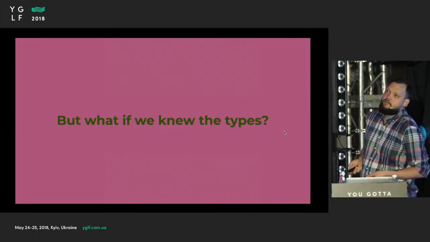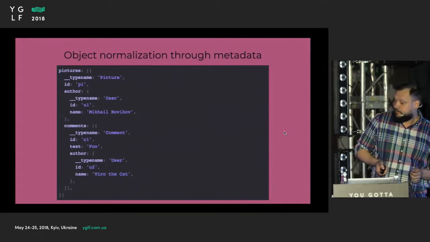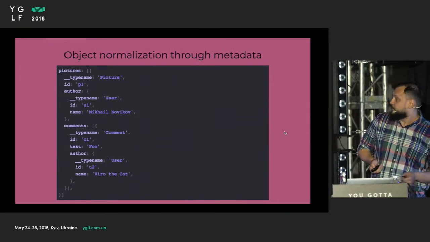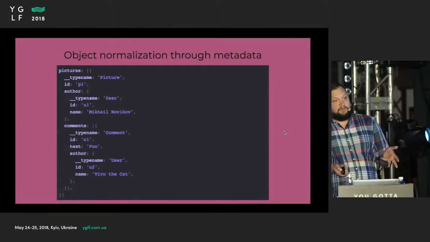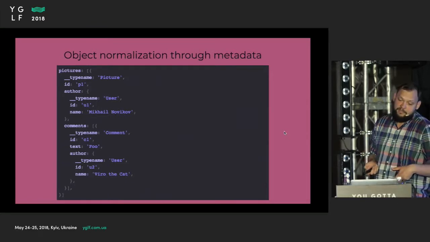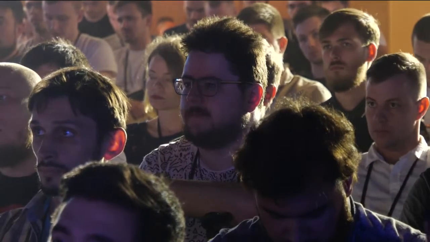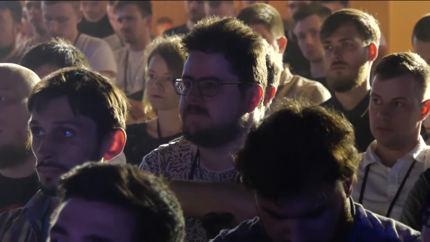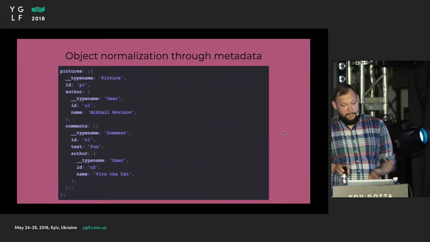What if every time we get the data, we also knew what the type of every object is? So our previous response is almost the same, but you see we have this magical __typename, which is the name of this type. So now, instead of writing the code manually, we can basically just traverse. Every time we get the data, we traverse it. Every time we encounter __typename, and if it has an ID, we know that we can store it in this particular store for this type name.